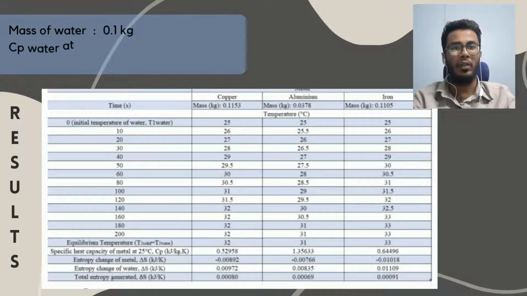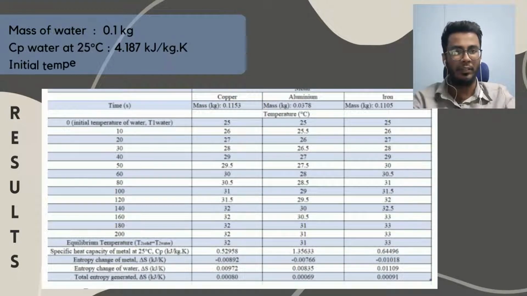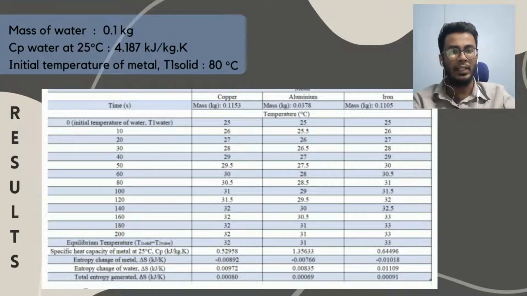So today I will explain the results and discussion part for experiment 7, which is the estimation of heat capacity and entropy generation. So let's start with the results part.